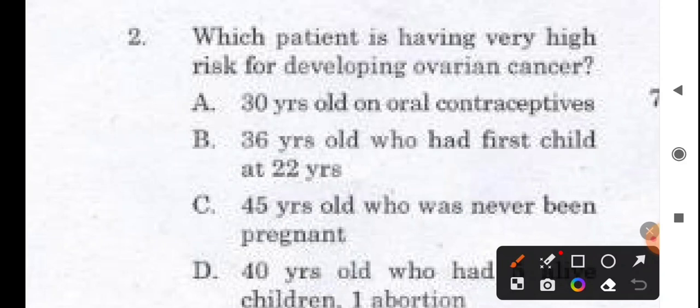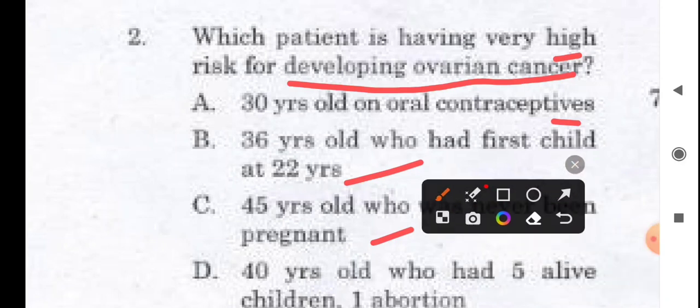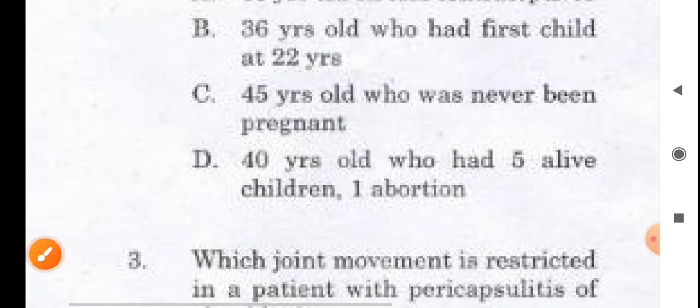So this is like practice sessions. Next, which patient has a very high risk for developing ovarian cancer? Options: 30 years old on oral contraceptives, 36 years old who had first child at 22 years, 45 years old who has never been pregnant, 40 years old who had children and one abortion.